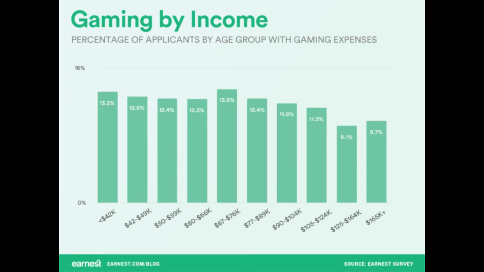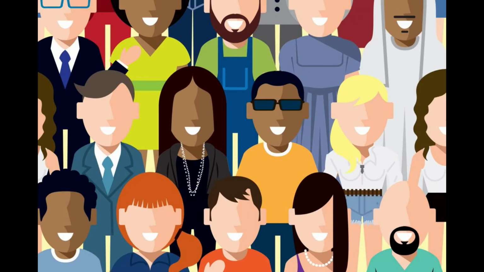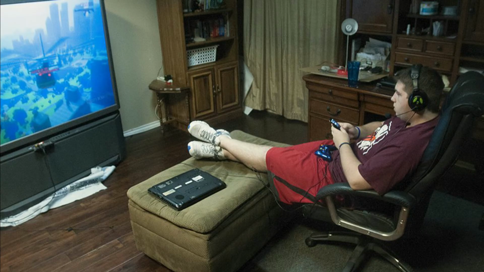When we look at income, the differences aren't as drastic, but rich people seem a little less interested in gaming than the rest of us, so targeting them might not be the best strategy. Gender, however, has a quite noticeable gap. Males are significantly more likely to have gaming expenses than females. So after looking at this data, it should come as no surprise that the most common target demographic for game sales is men between the ages of 18 to 24. Because this group has enough money to spend on games, time to play them, and a willingness to do so.